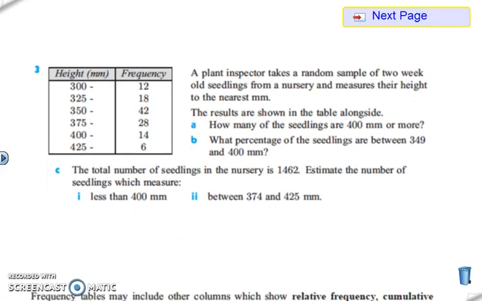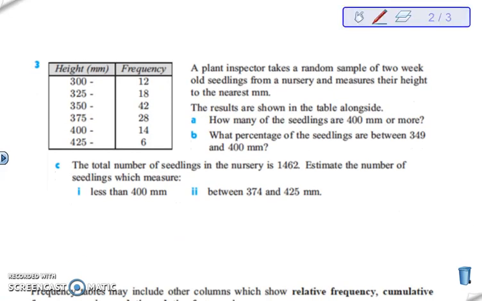All right, so let's look at this example. It says, how many seedlings do we have that are 400 millimeters or more? So 400 is here, 425 and up is here, so if we put those together, that would tell us that we have 20 seedlings.